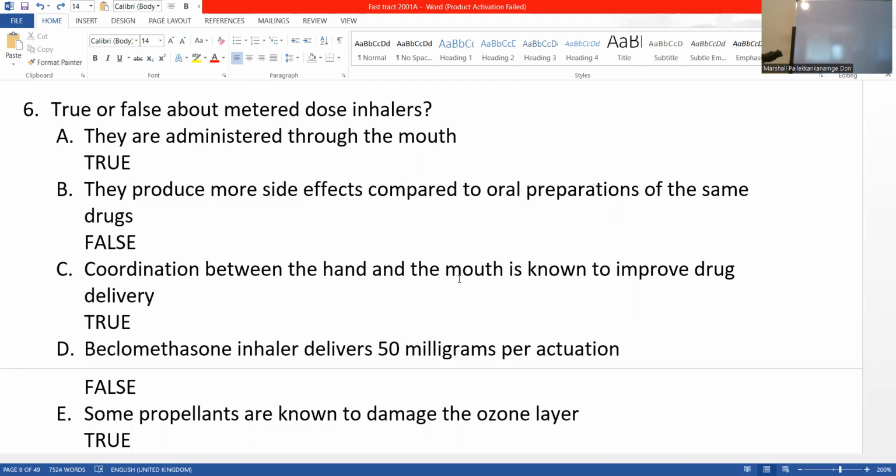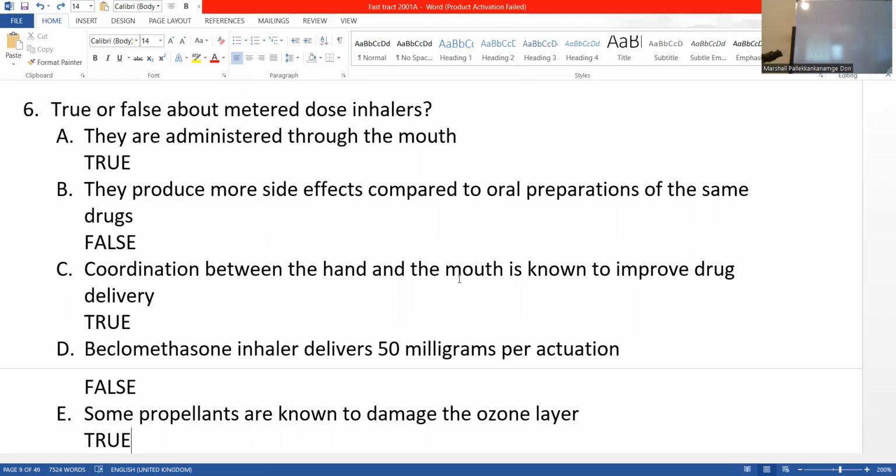They produce more side effects compared to oral preparations of the same drug. That is false because, for example, think about salbutamol. If you take salbutamol, the weight of one tablet is 2 milligrams. So you take 1 or 2 tablets, that is 2 or 4 milligrams into the body. But when you inhale, it is only 100 micrograms, 200 micrograms or 400 micrograms. Very little amount.